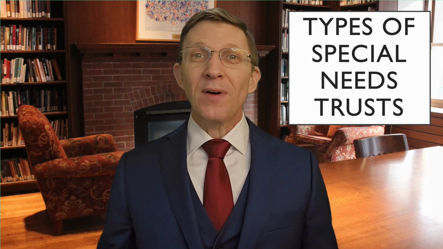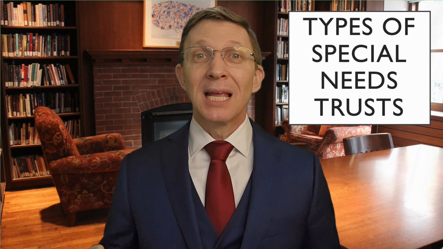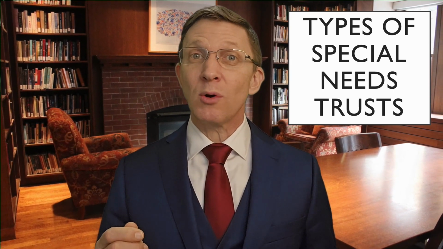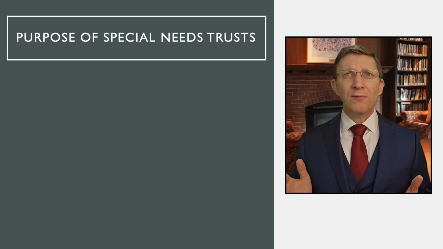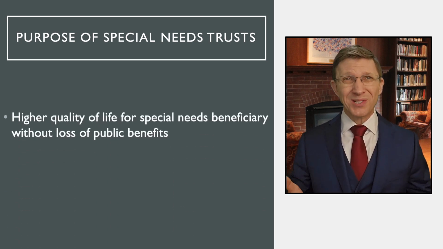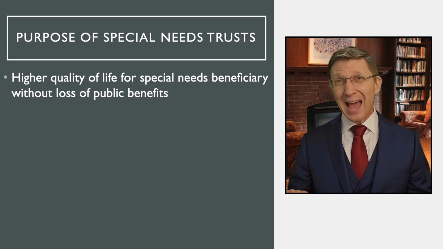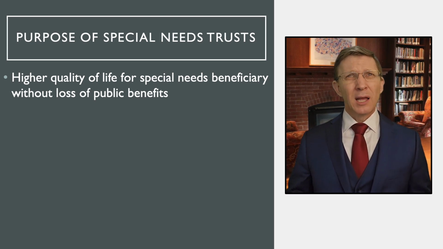This video clarifies the differences between three types of special needs trusts. Let's start by revisiting the purpose of special needs trusts. A special needs trust, or SNT, essentially serves one purpose: to provide resources to improve or sustain a higher quality of life for someone with special needs without disqualifying that person from means-tested public benefits.